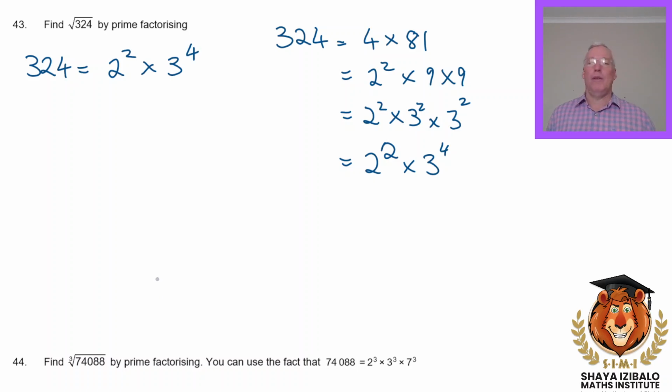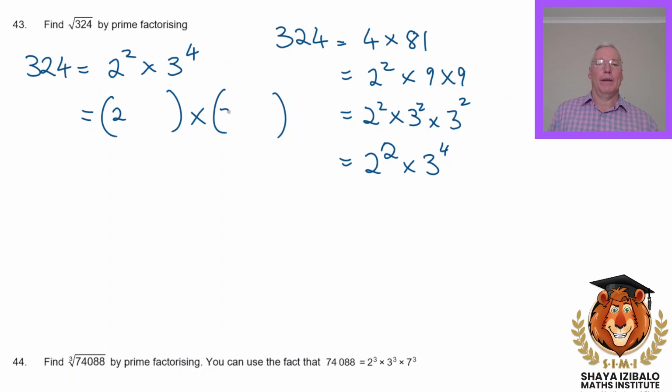Now, we want to create a square root, so we want to group these into 2 identical groups. How many 2s can I put in each bracket? Just 1. We can write a 1 on top of it, we don't need to. How many 3s can I put into each bracket? Well, there are four of them, so 4 divided by 2, two 3s into each bracket.